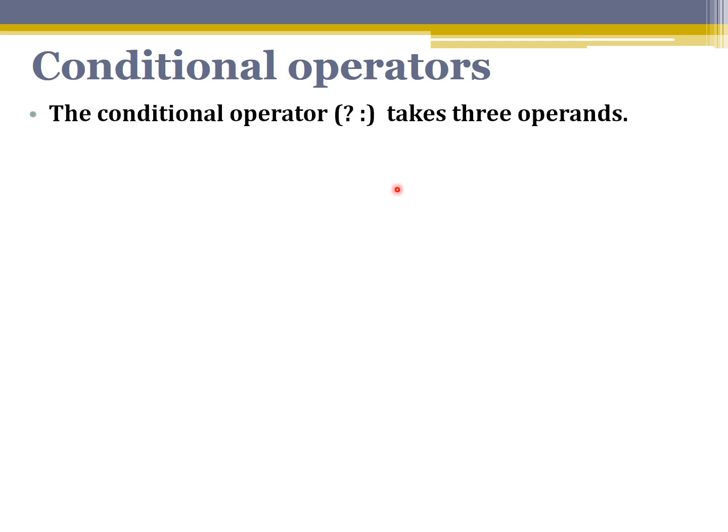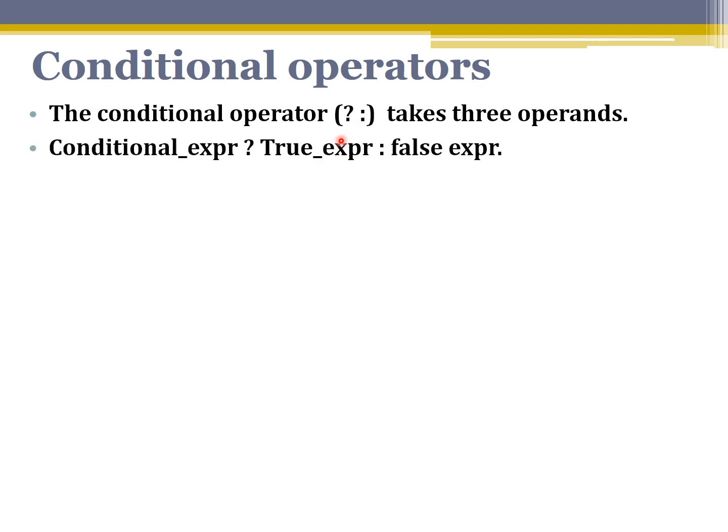The last operator in Verilog is the conditional operator. The conditional operator is a question mark and a colon operator, so this is basically a ternary operator. It has 2 operators and 3 operands. The general format of a conditional operator is we write a conditional expression followed by a question mark. Immediately after the question mark, if this condition is true, the true expression is written, followed by a colon and then the false expression.